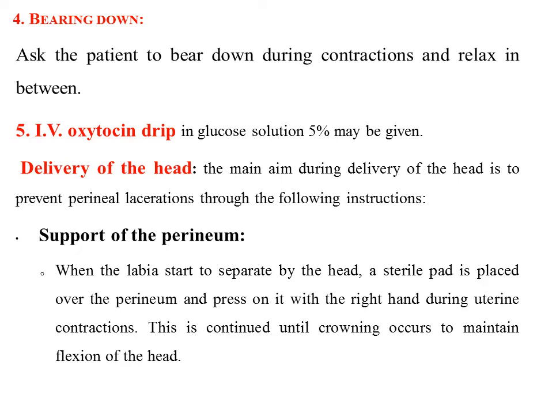Bearing down. Ask the patient to bear down during the contraction and relax in between. IV oxytocin drip in 500 ml glucose solution may be given.